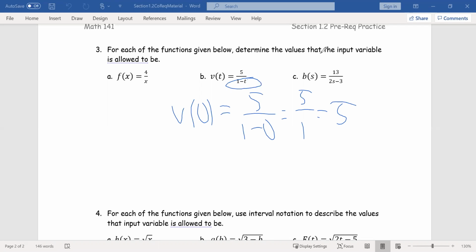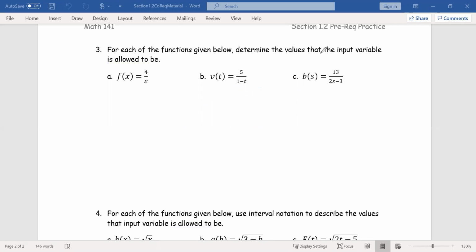But is there something else that t can't be? Well, again, because we have what's called a rational expression here, and it's called rational because it looks like a ratio, kind of like a fraction. What is not allowed are things that make the denominator equal to 0. So basically, any value of t that would make 1 minus t equal 0.